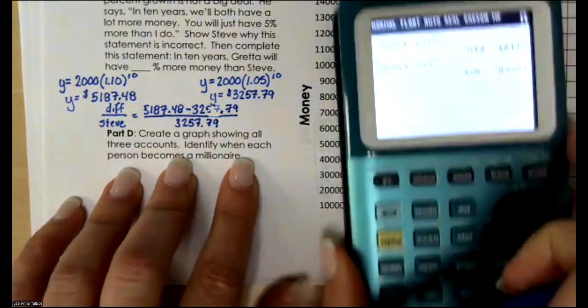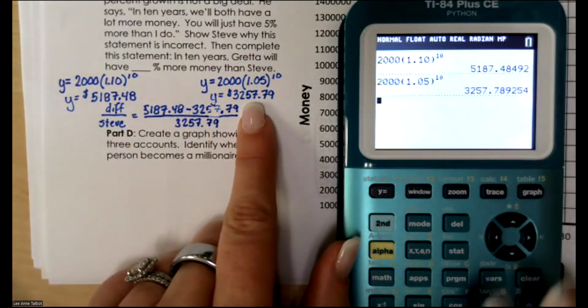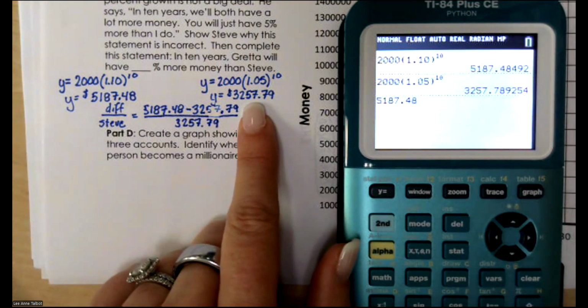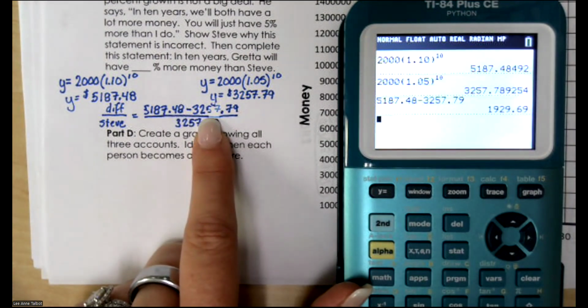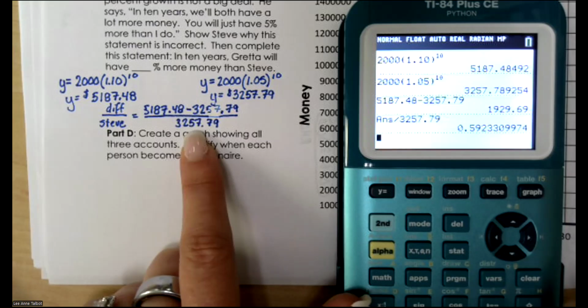Okay, now when you do this part in the calculator, you need to hit enter after the top line. So 5,187.48 minus 3257.79, and then hit enter, and then do divided by 3257.79.